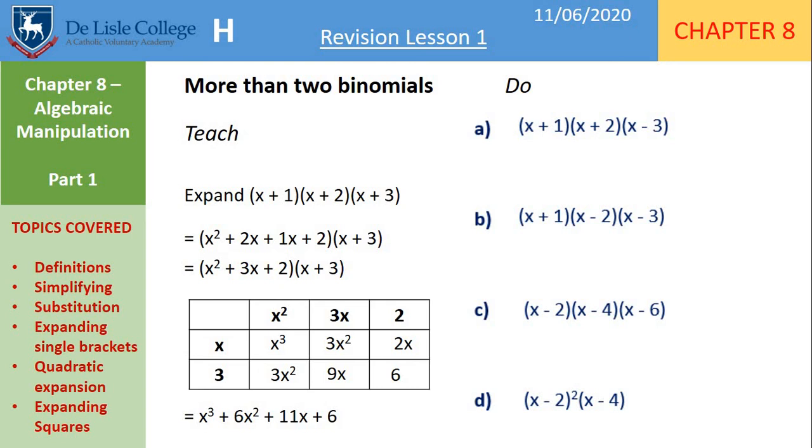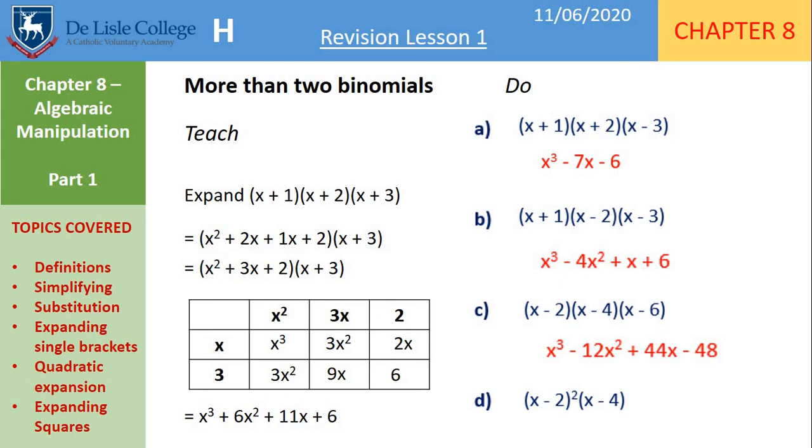Okay, let's check those answers. For the first one, we should have x cubed take away 7x take away 6. For B, we've got x cubed take away 4x squared plus x plus 6. Question C, we're going to have x cubed take away 12x squared plus 44x take away 48.